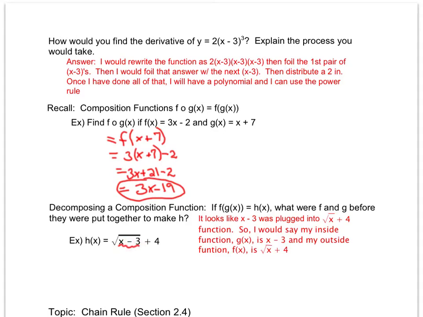If I plugged an x minus 3 in, what would I have plugged it into? I would have plugged the x minus 3 into the radical and then still had a plus 4 on the outside, which led me to believe that my inside function, say my g of x, would be x minus 3, and my outside function that I plugged x minus 3 into would have been the square root of x plus 4.